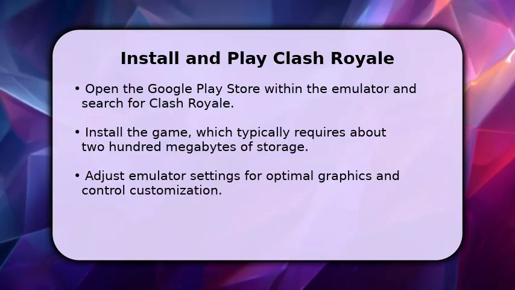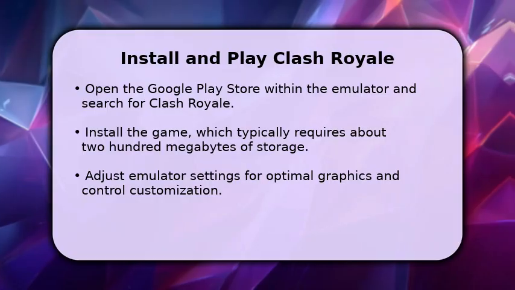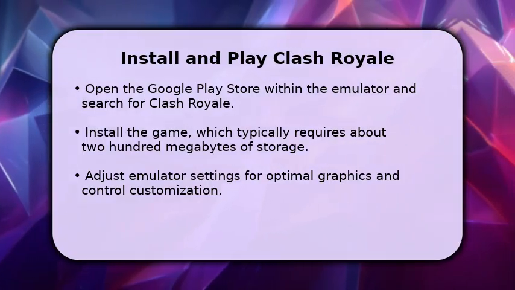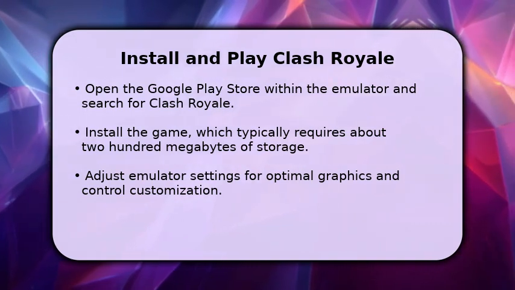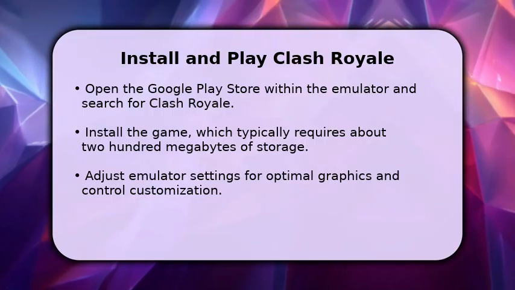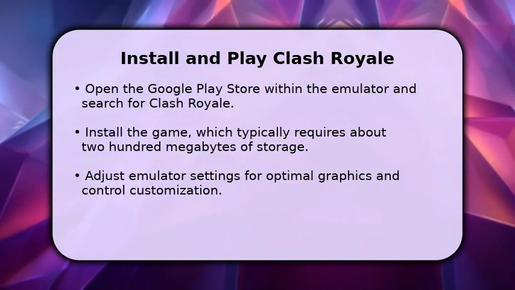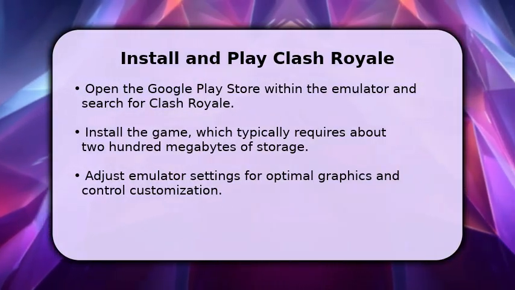Finally, it's time to install and play Clash Royale. Open the Google Play Store inside your emulator, search for Clash Royale, and click Install. The game usually requires around 200 megabytes of storage space. After installation, launch the game and enjoy. You can also customize emulator settings for better graphics, key mapping, and overall performance, ensuring a fantastic gaming experience on your personal computer.